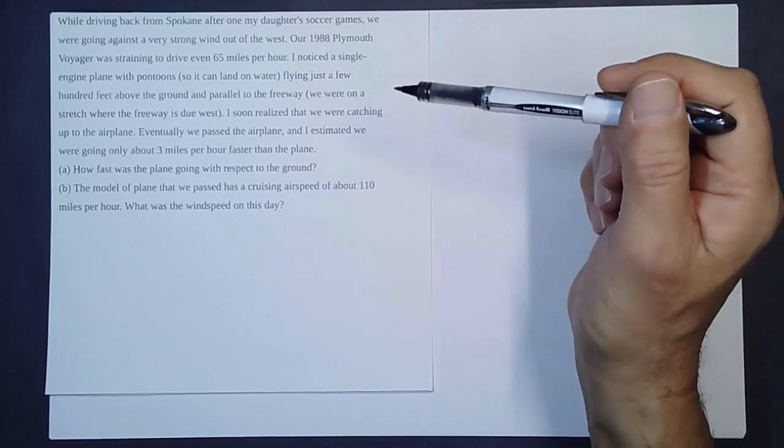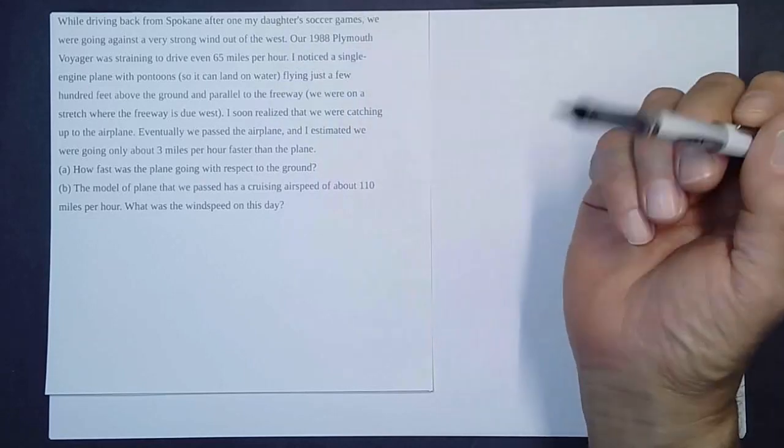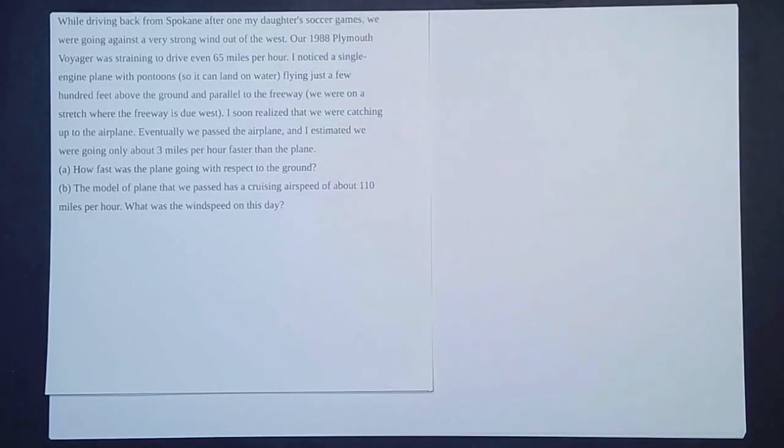While driving back from Spokane after one of my daughter's soccer games, we were going against a very strong wind out of the west. Our 1988 Plymouth Voyager was straining to drive even 65 miles an hour. I noticed a single-engine plane with pontoons, so it can land on water, flying just a few hundred feet above the ground and parallel to the freeway. We were on a stretch where the freeway is due west between Ritzville and Moses Lake.